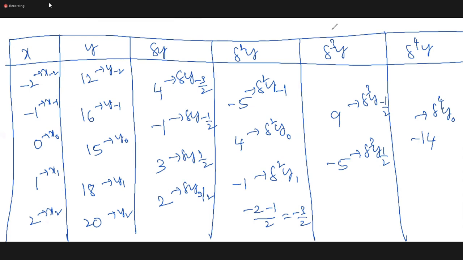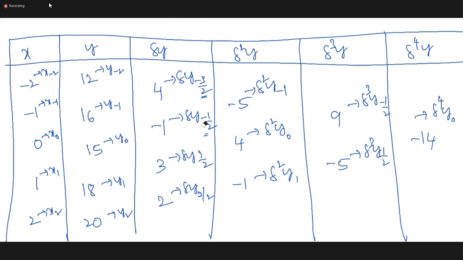Next, the average of minus 1 and 0 is minus 1 by 2. Average of 0 and 1 is 1 by 2. Average of 1 and 2 is 3 by 2. Next, the second order differences: minus 1 minus 4 is minus 5, 3 minus minus 1 is 4, 2 minus 3 is minus 1. Again, take the average of these two suffixes. Minus 3 by 2 and minus 1 by 2, add and divide by 2, so that is minus 1. So this value is small delta square y, minus 1.